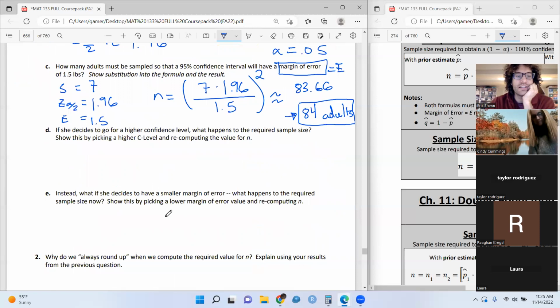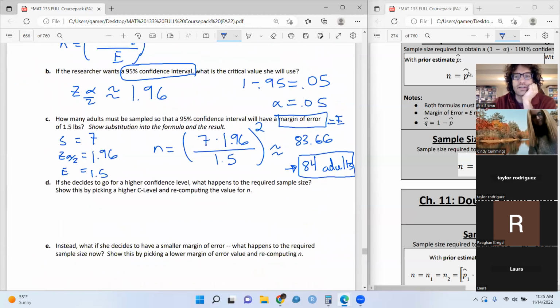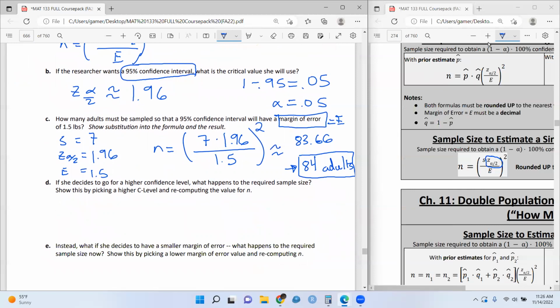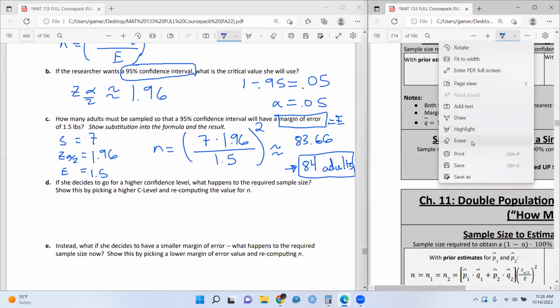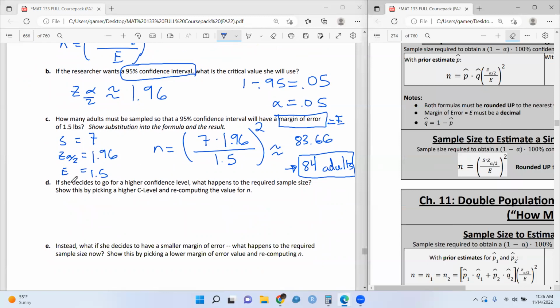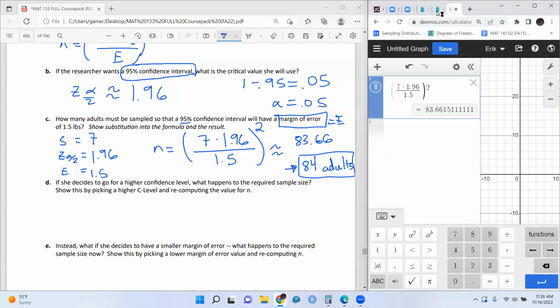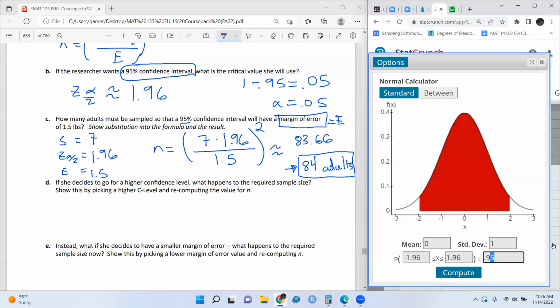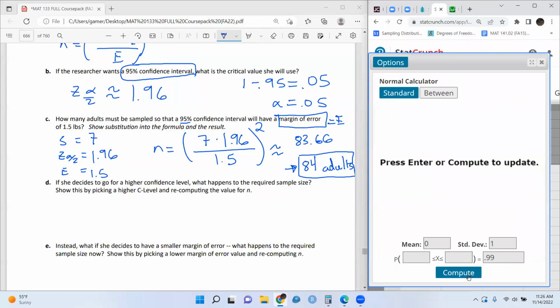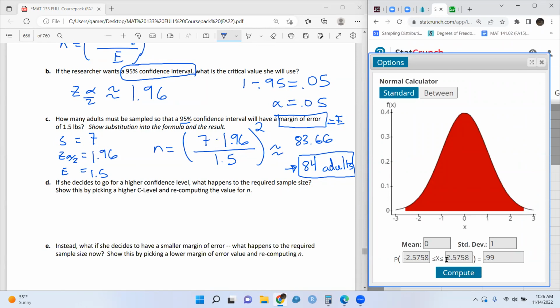Okay, so then you get D and E, which are little questions that ask you to think carefully about this formula. Like what happens if we mess with stuff in this formula? The first one says, if we want a higher confidence level, so if we go from 95 to say 97, how does that affect the formula? Well, if you think about the graph here, if we went from a 95 confidence level to say a 99, look at what happens to the amount of area and look at the number here. See how that got bigger? Instead of 1.96 here, it's now 2.575.